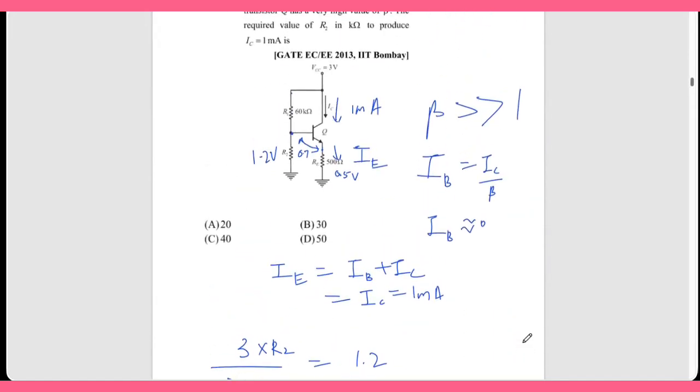Yes, sir, 40K. So the answer is 40. Did you understand? Yes, sir. I'll explain. This IC is 1 milliamp we are given.